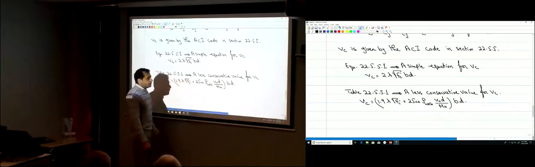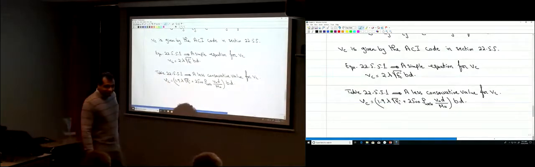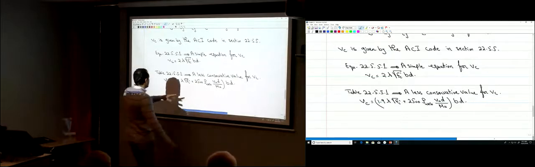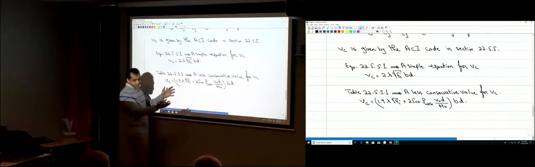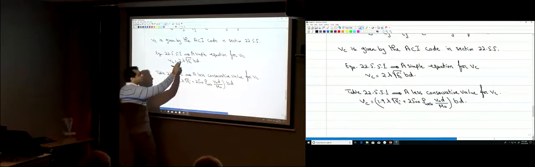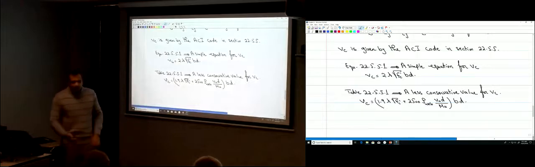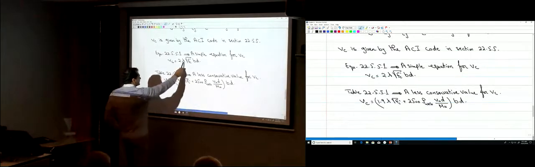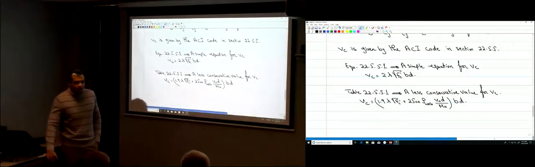Okay? If you're the one paying for it, you want to use that, right? Yeah, this one will give you a larger VC value, right? But it's harder to implement, but it's going to give you larger strength, okay? This one is going to give you less strength, but it's easier, okay? But practically, the difference is not going to be that large, okay?